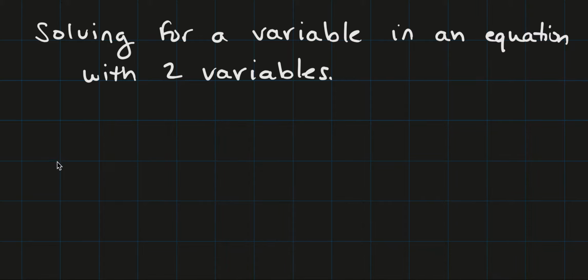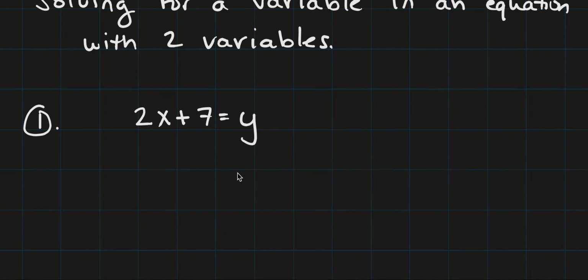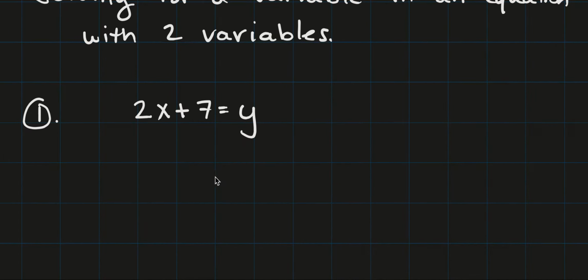So I'm going to give you an equation. Let's let the equation be 2x plus 7 is equal to y. First thing I want to do is solve for x. And that means I want to get x is equal to something. But I want just x. I don't want anything else with the x. I just want x is equal to something involving the y and the numbers. So let's see if we can do that.